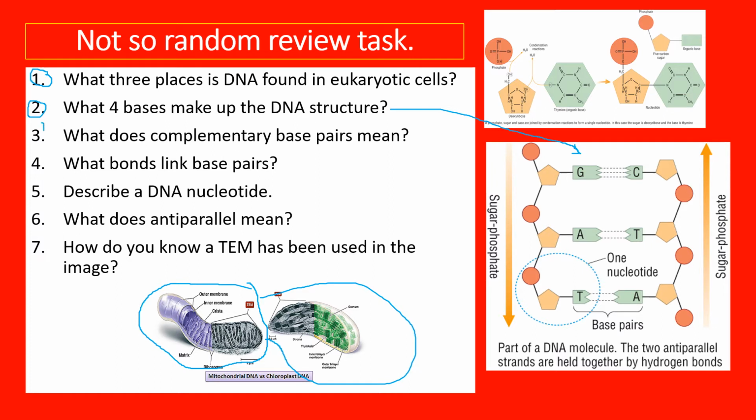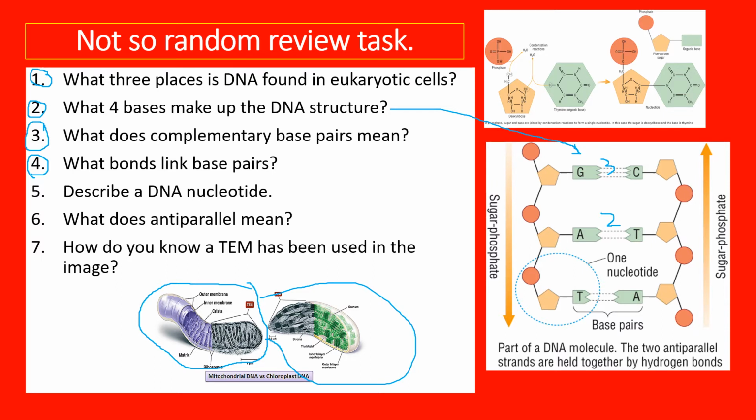What does complementary base pairing mean? Well, that picture again shows you that it's always the same base pairs. So A to T, G to C. Question 4, what links these base pairs in their complementary base pairs? So they're hydrogen bonds, but you need to know that for A to T, it's always 2, and G to C, it's always 3. So A to T, 2, G to C, 3.